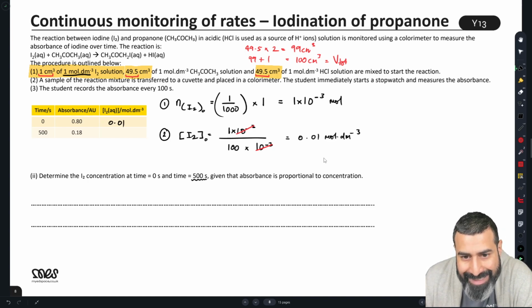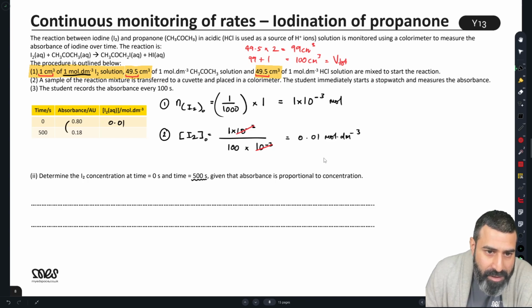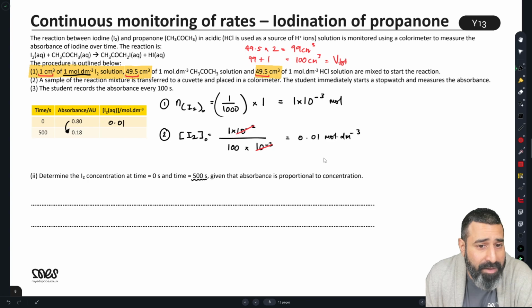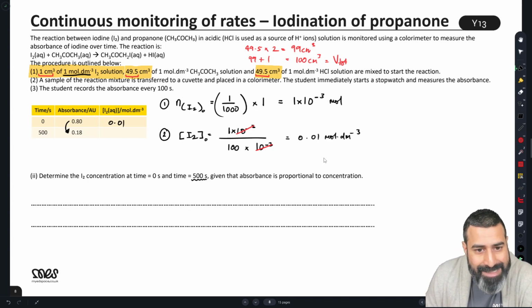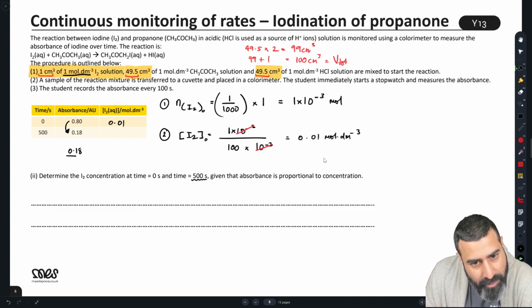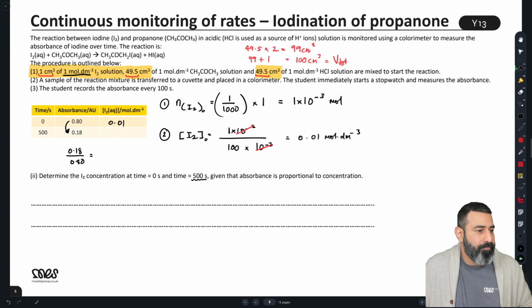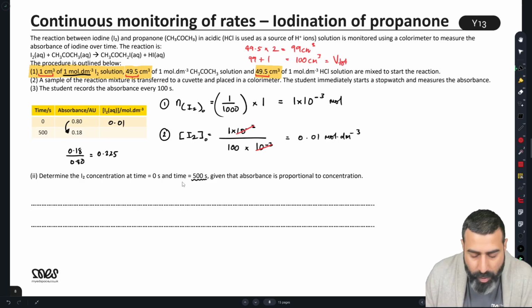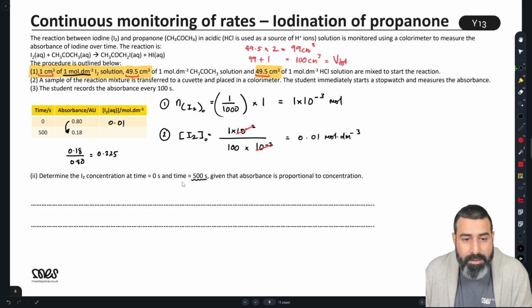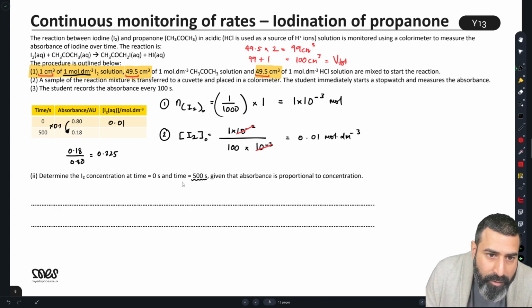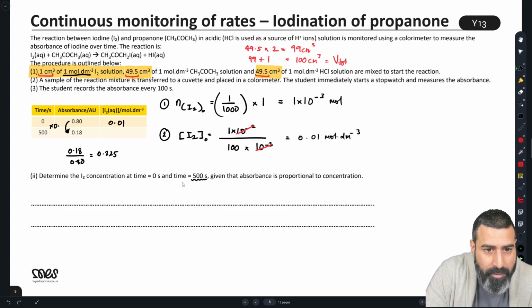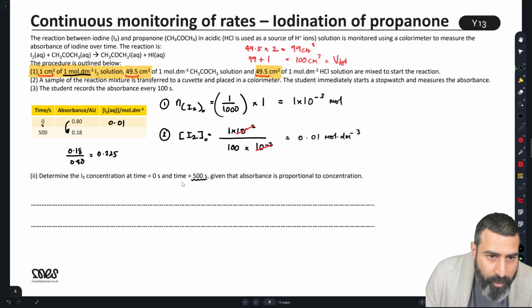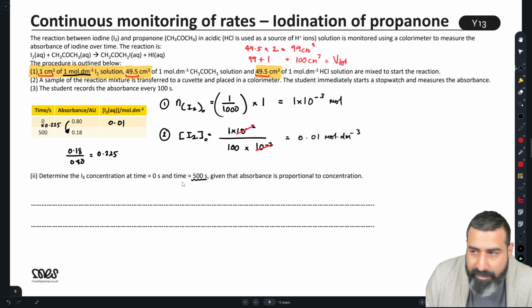Now we have to determine what the concentration of I2 is at time equal to 500 seconds, given that the absorbance is 0.18. Really lovely question. What we can do is determine that scale factor, and we're scaling down. So this is going to be 0.18 over 0.80. Let's work that out. This equals 0.225. So we can simply multiply 0.8 by 0.225. We're scaling down by that factor.